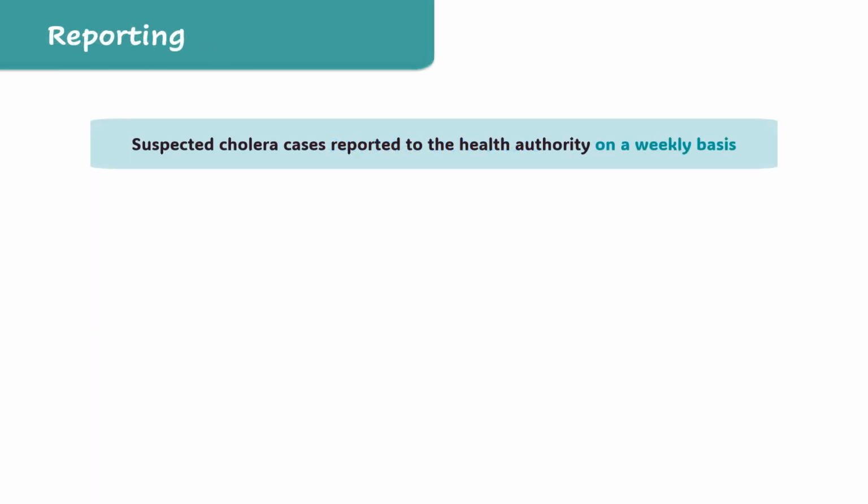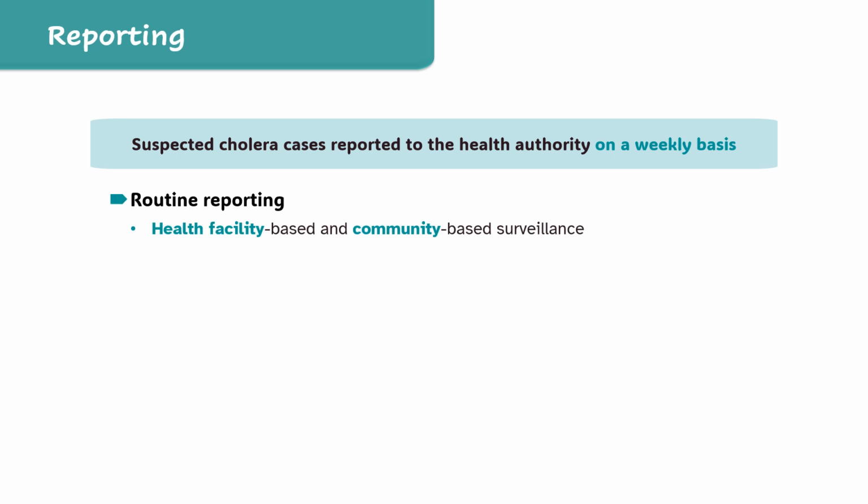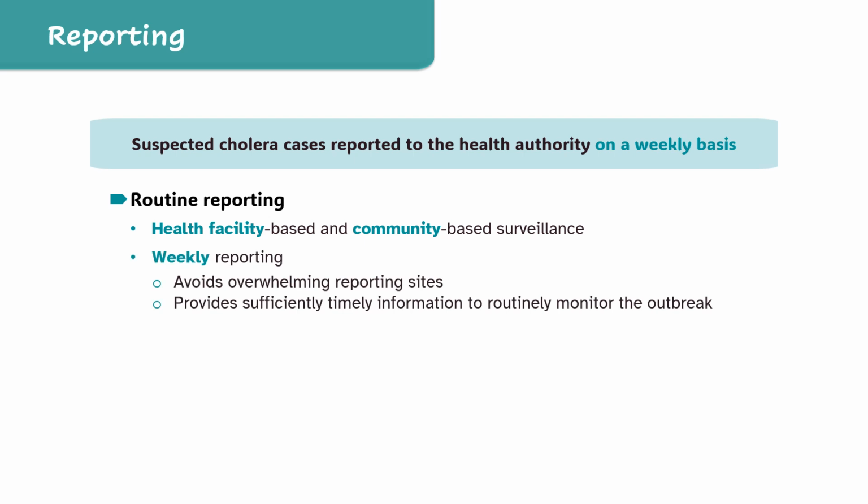For the routine monitoring of an outbreak, suspected cholera cases are reported to the health authority on a weekly basis. This applies both for health facility-based reporting and community-based reporting. Reporting on a weekly basis avoids overwhelming reporting sites, but still provides sufficiently timely information to monitor the dynamics of an outbreak. If on a given week no suspected cholera case was detected, the absence of cases is reported on a weekly basis. This is zero reporting.